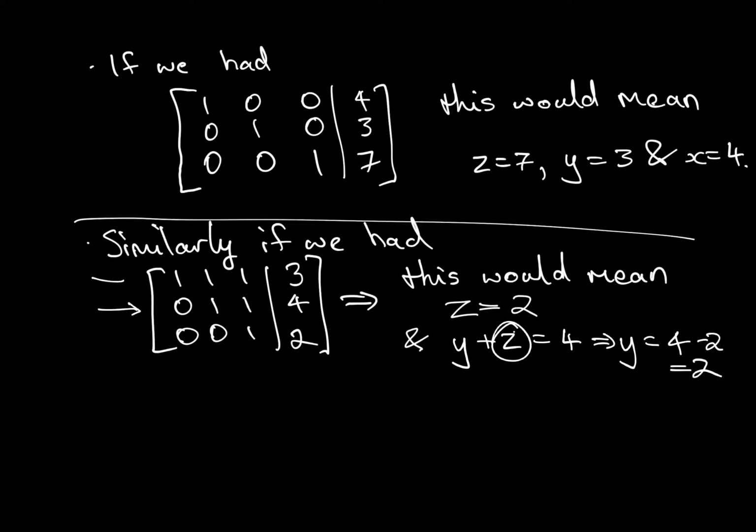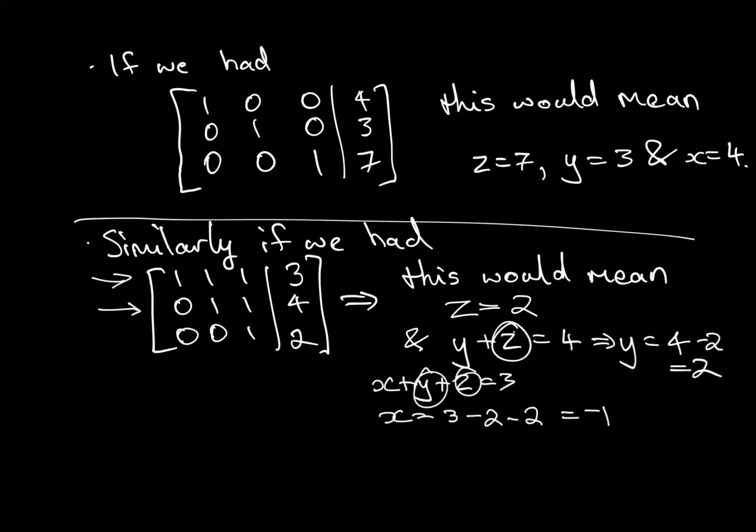And then finally, going up to the top equation, x plus y plus z is equal to 3. But we know y and z: y is equal to 2, z is equal to 2, so we have x is equal to 3 minus 2 minus 2, which is going to be equal to minus 1. So if we have these nice, neat looking upper triangular or diagonal forms for our augmented matrices, all looks good and we can get some nice, fairly simple solutions for our systems. But we don't have that.